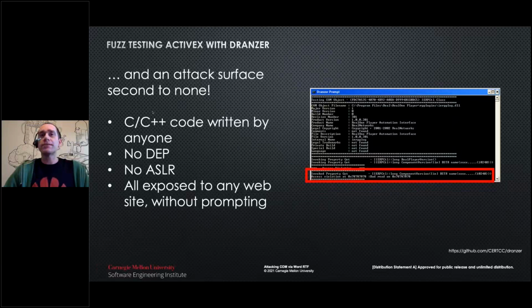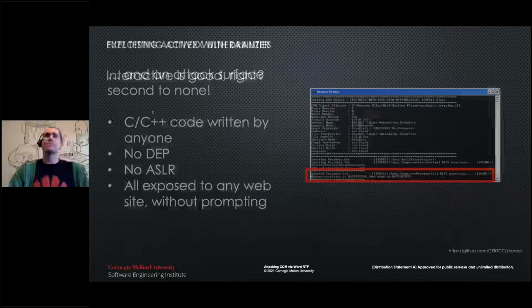What do we see here? Dranzer has logged an access violation at 787878. All right, bad read on 78s. If anybody knows their ASCII table, 78 is lowercase x. So we basically gave it a long string of lowercase x's and we now have an access violation.